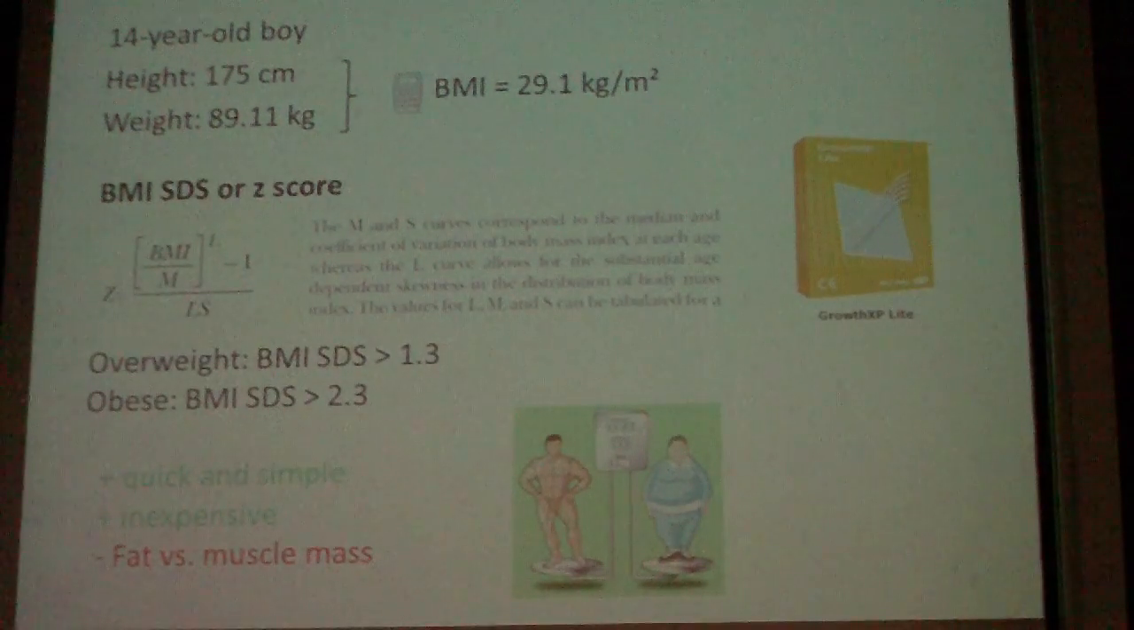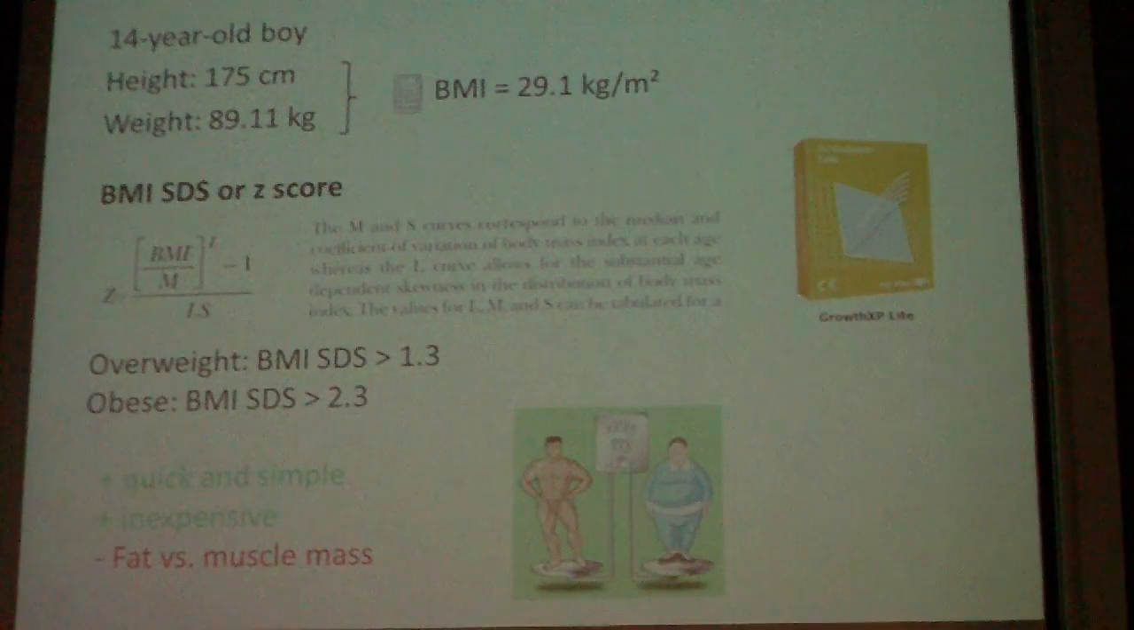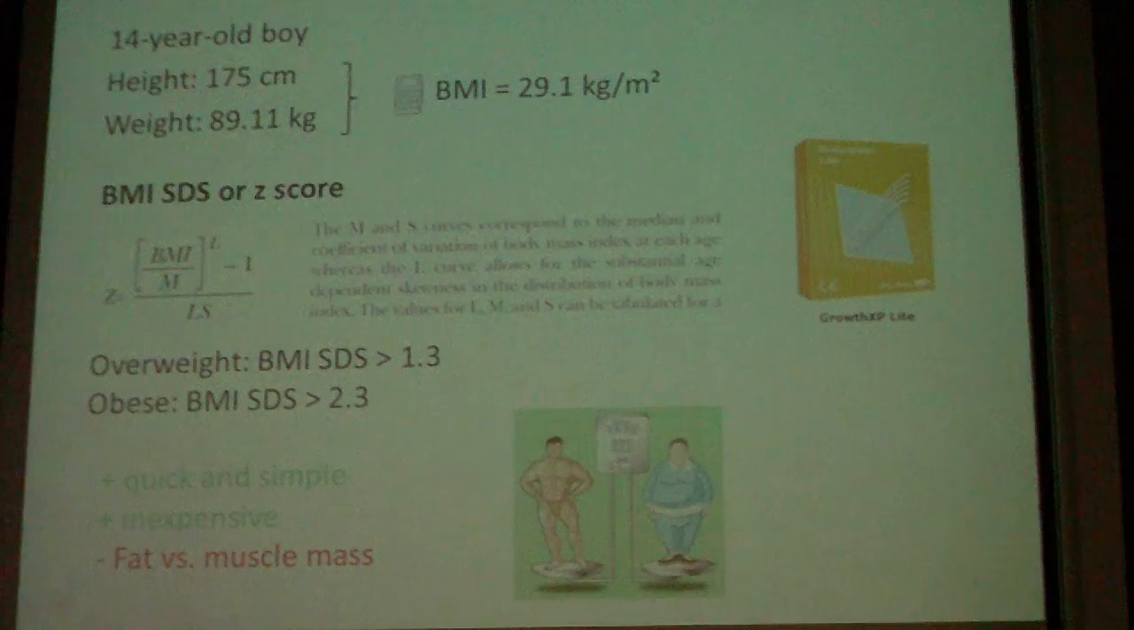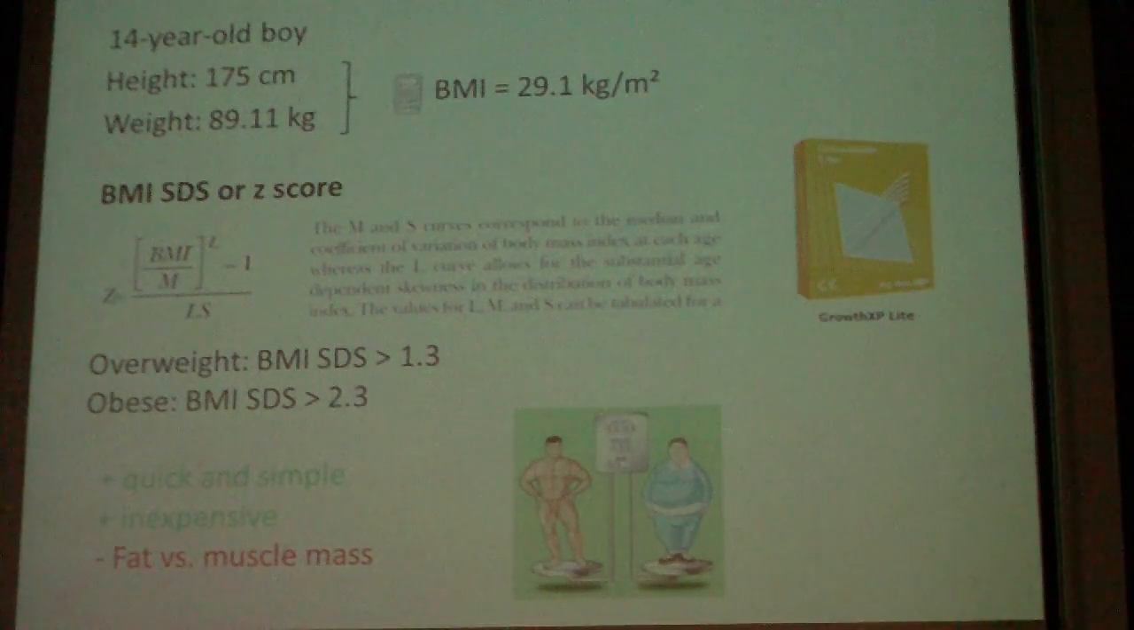We also can calculate the BMI standard deviation score or BMI z-score. It's with a formula, and we calculate it with software, some program, which does it for us. Then a child with overweight has a BMI z-score higher than 1.3. A child who is obese has a BMI z-score higher than 2.3.